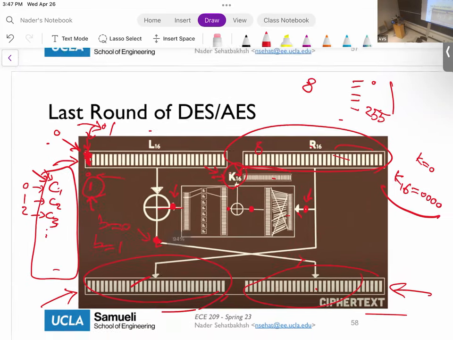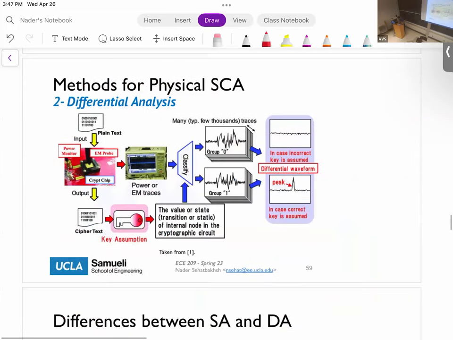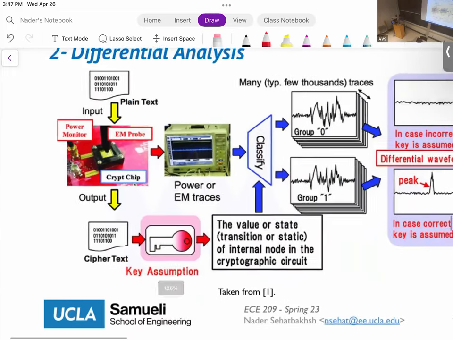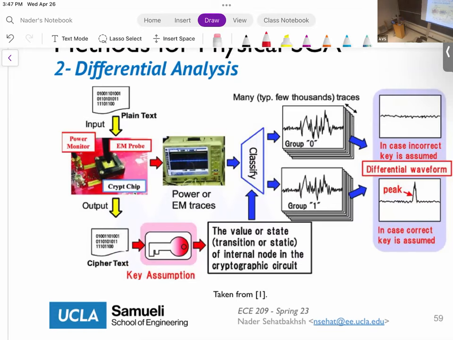All right, so this is just another kind of full picture of this. You actually collect the signals. You make some assumption about the key. You classify it into two groups. And then if you actually made a correct assumption about the key, you will see this change. If you're not making a correct assumption, you will see a flat line.